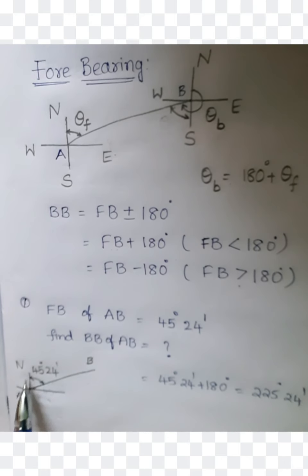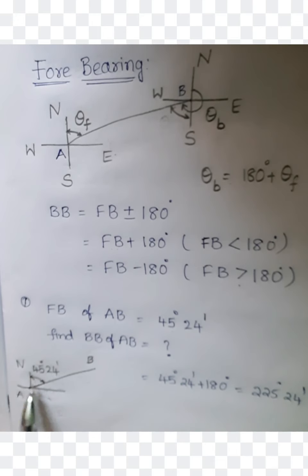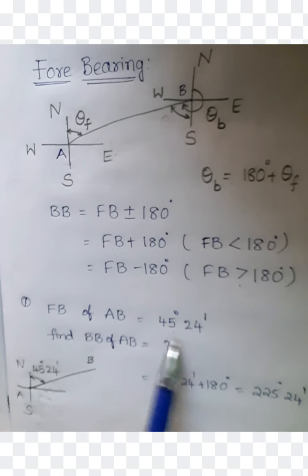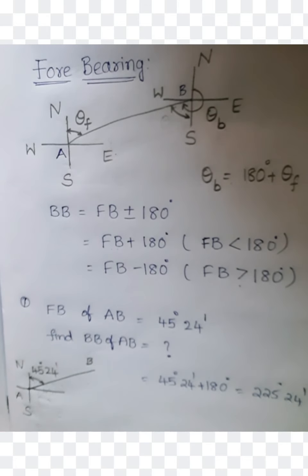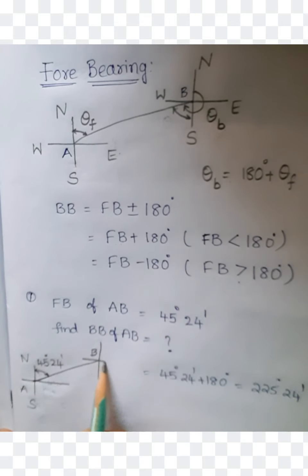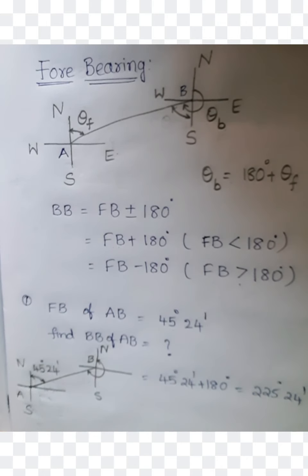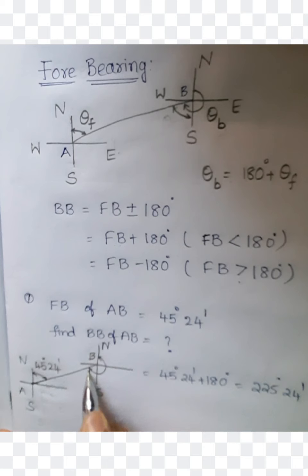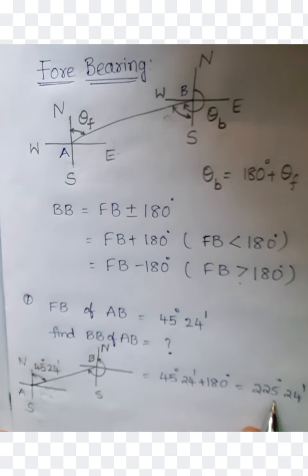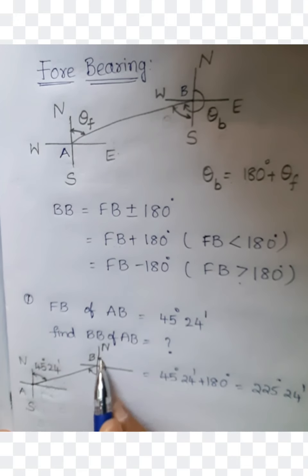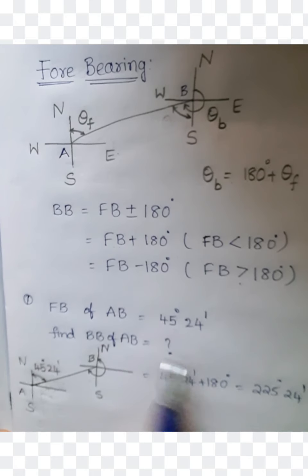Here I have drawn the fore bearing of AB in a diagram. We consider this from north because the given angle is in whole circle bearing. This is the fore bearing of AB, theta F, and coming to the back bearing, I have taken north and south like this, so this is the back bearing. This is 180 plus 45 degrees 24 minutes, so in total I obtained 225 degrees 24 minutes. Fore bearing is calculated from north and back bearing is also calculated from north because the given angles are in whole circle bearing. In whole circle bearing we calculate the bearings from north.